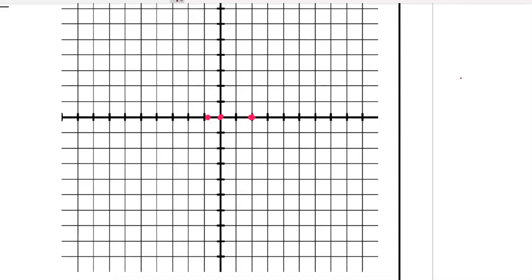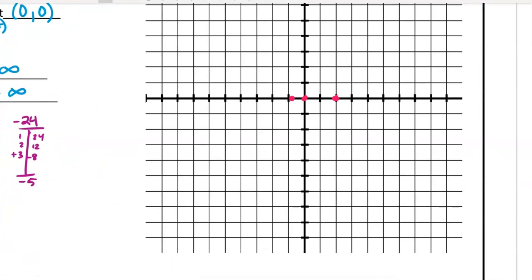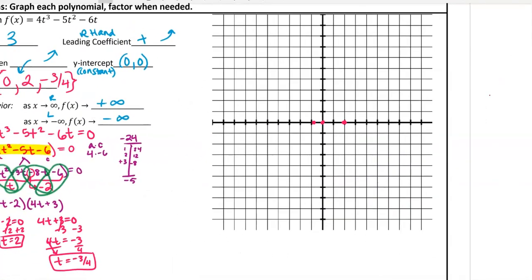Okay, let's also plot our y-intercept. It's just 0, 0, so we're good there. Okay, we know from our key features that the right hand is going up and the left hand is going down. And then everything in the middle just connects. There we go. Something like that.